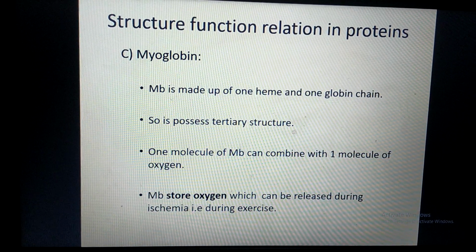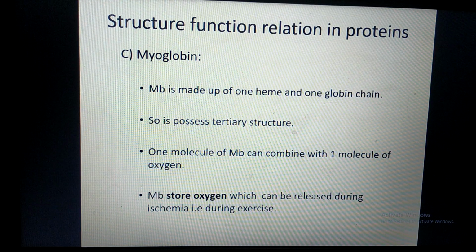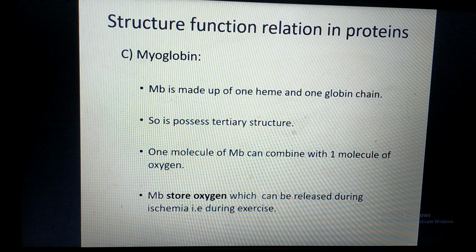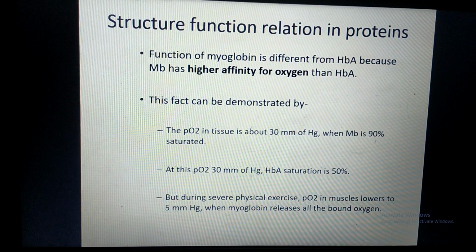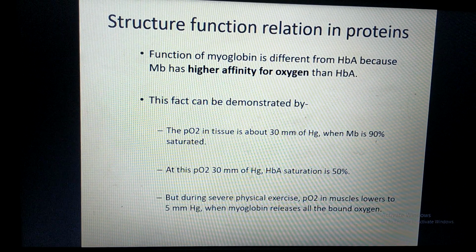Myoglobin is made up of one heme and one globin chain, so it possesses tertiary structure. One molecule of myoglobin can combine with one molecule of oxygen. Myoglobin stores oxygen which can be released during ischemia, that is during exercise. The function of myoglobin is different from hemoglobin A.